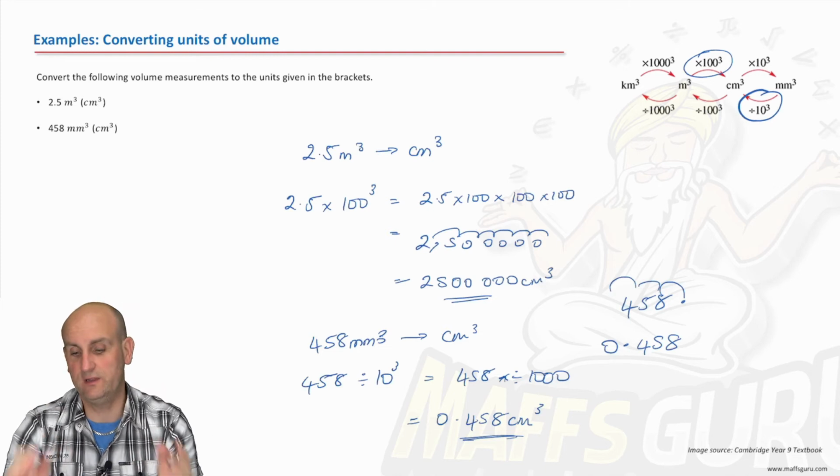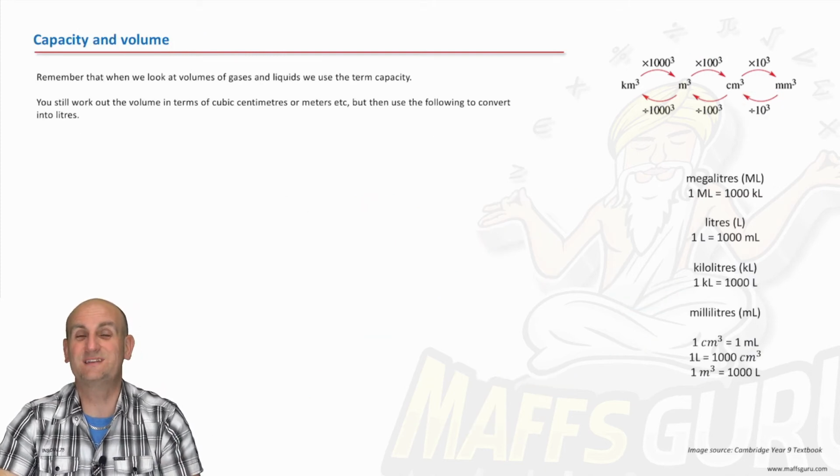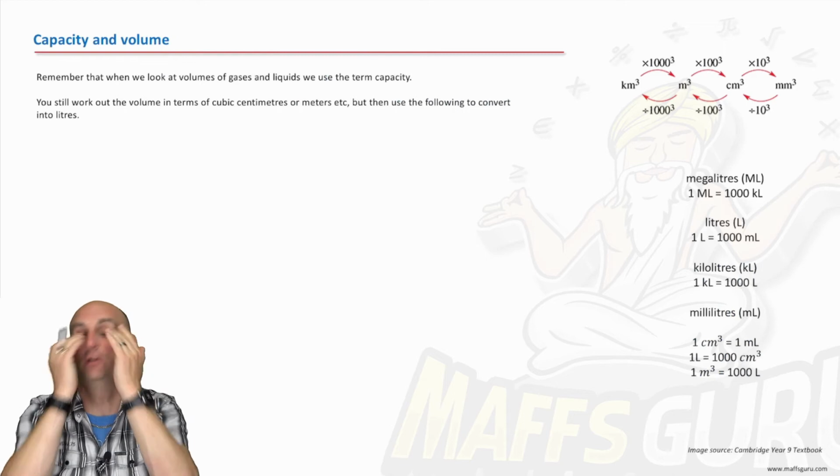So that diagram is really important. If you can, download the notes, stick it in your summary book, ka-ching. What on earth is capacity? Capacity is volume, believe it or not.